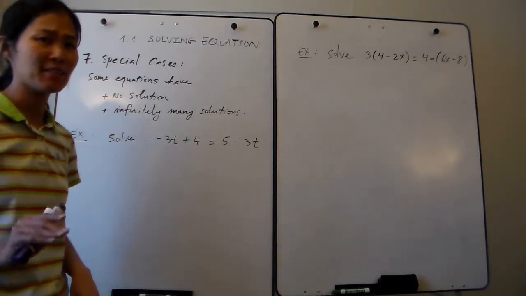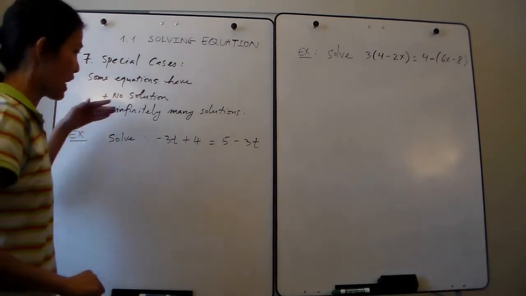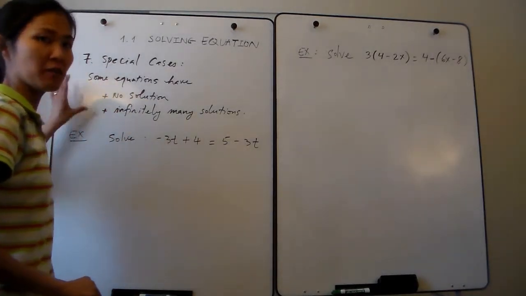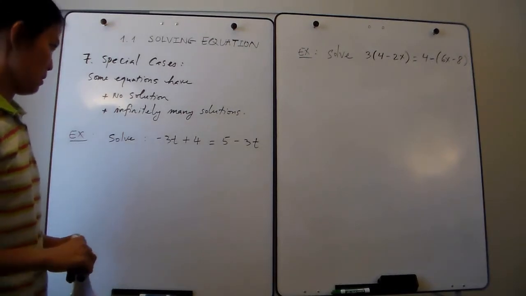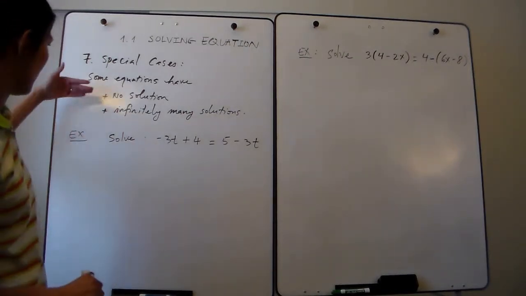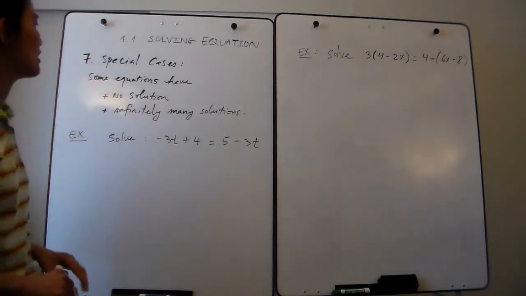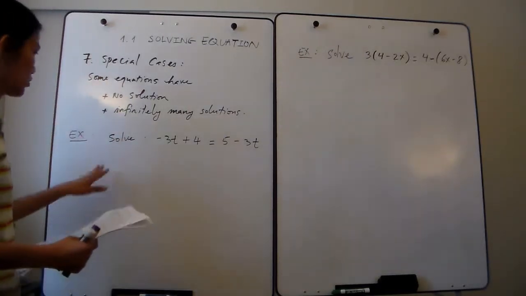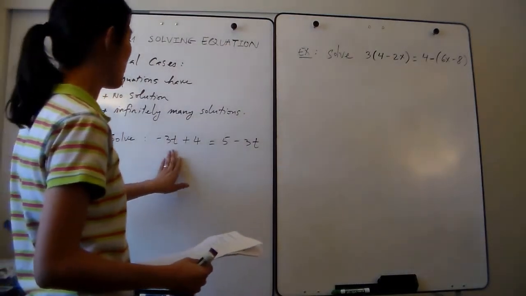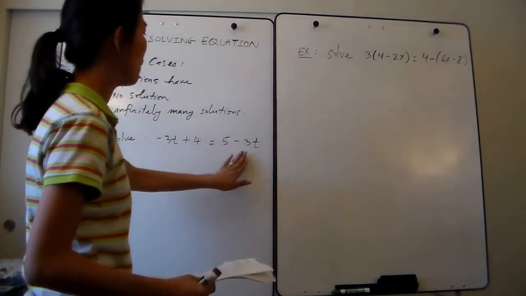Now, I'm not asking you to solve this type of equation yet, but to demonstrate to you why there can be no solution or infinitely many solutions. We'll work on this example. Solve negative 3t plus 4 equals 5 minus 3t.